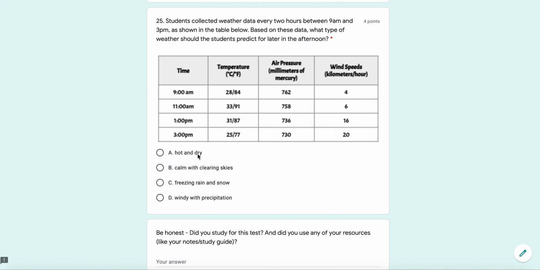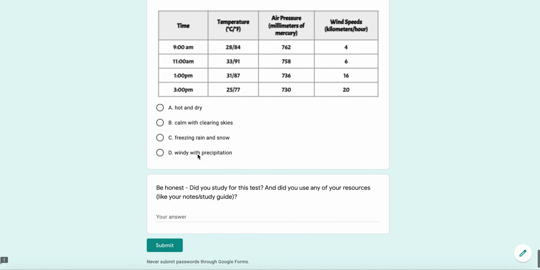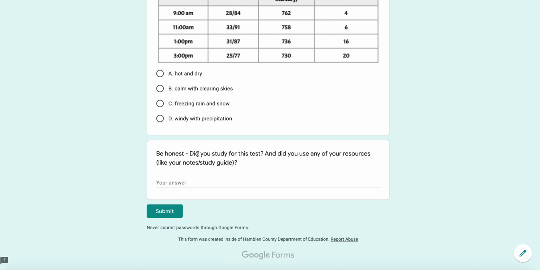B, calm with clearing skies. C, freezing rain and snow. D, windy with precipitation. And the very last, it just says be honest. Did you study for this test and did you use any of your resources like your notes and study guides?